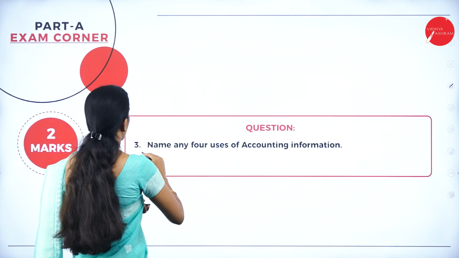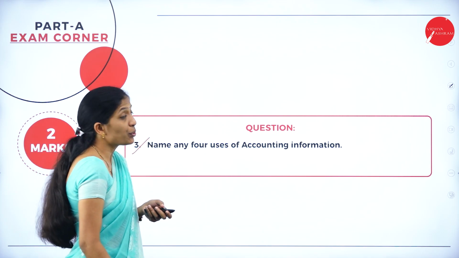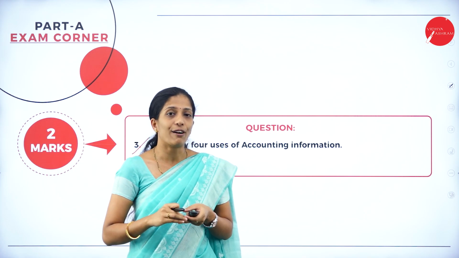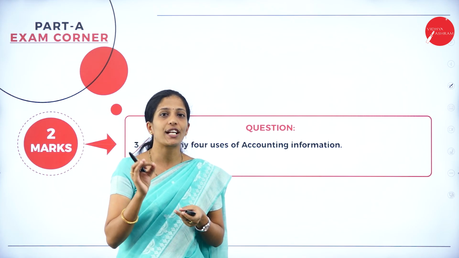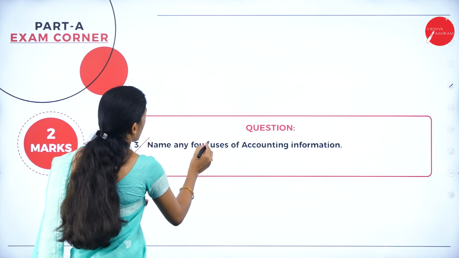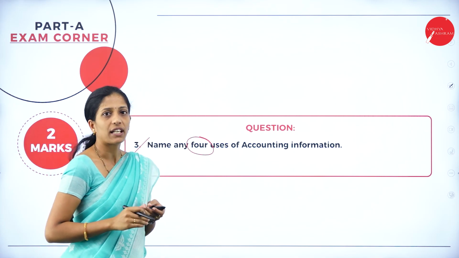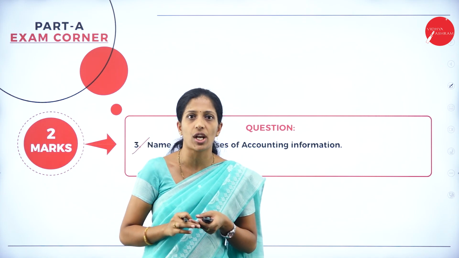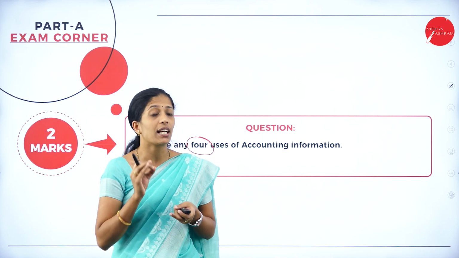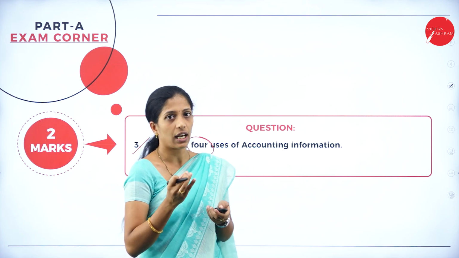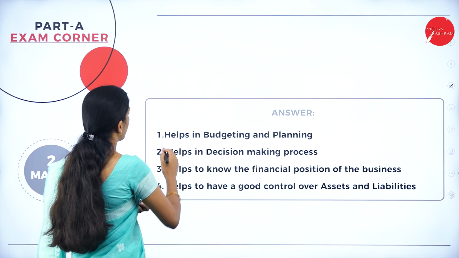Now, coming to the third question, name any 4 users of accounting information. Of course, we will present our accounting information in the form of trading, profit and loss account and balance sheet. Now, they have asked, name any 4 users of accounting information. The accounting information is very important in each and every organization. So, here the question is, name any 4 users of accounting information. How can you write the answer?